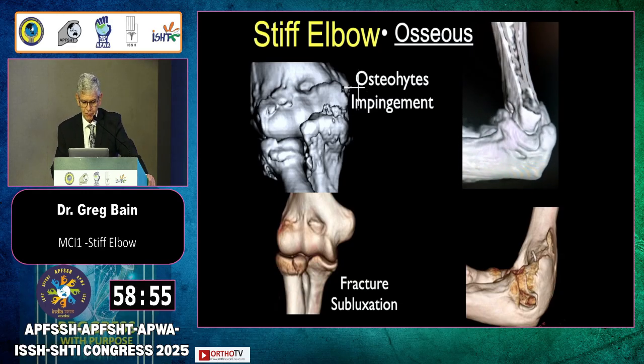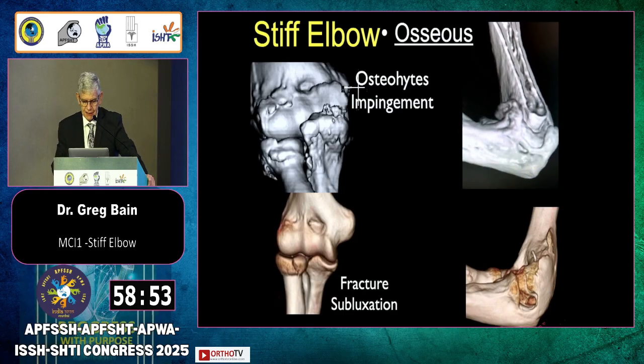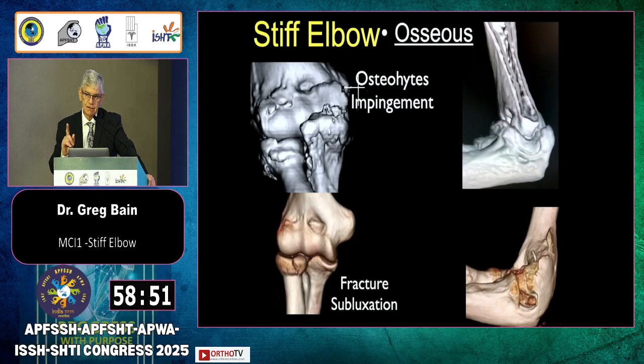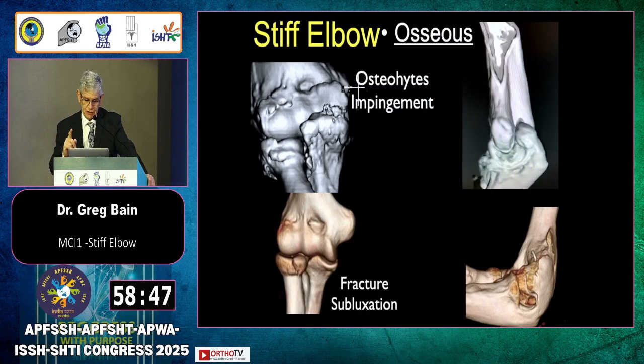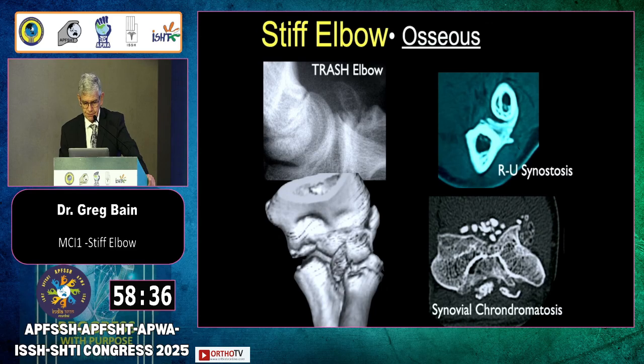But one of the areas we've been actively involved is the 4D CT scan. And I think it gives us a different understanding of how the osseous tissues impinge. And of course, it's also important for instability. So 4D CT scan being a dynamic instrument gives us a better understanding of the dynamic components of the stiffness.